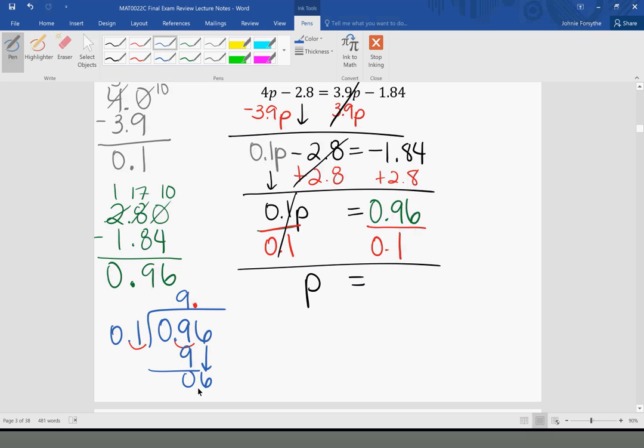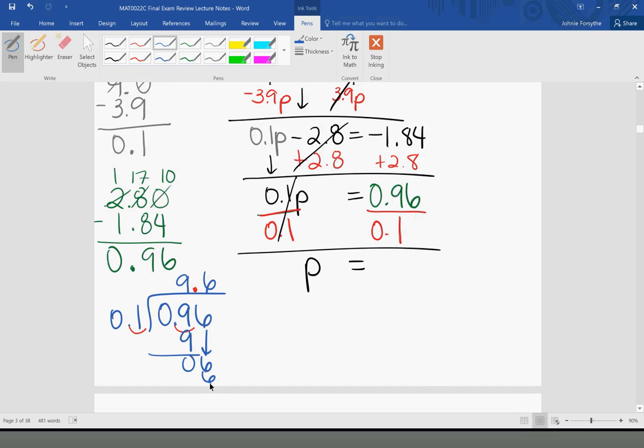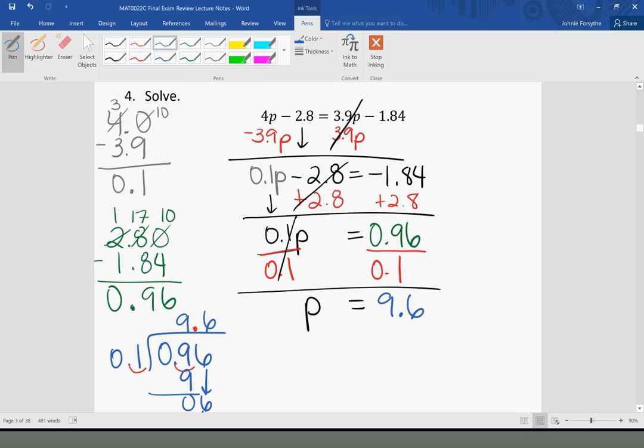Okay. 1 goes into 6 times. 6 times 1 is 6. Subtract, I have a remainder of 0. So P equals 9.6. So that is going to be your final answer here, 9.6.